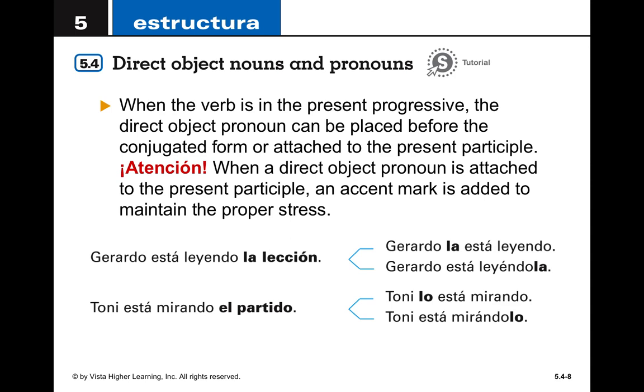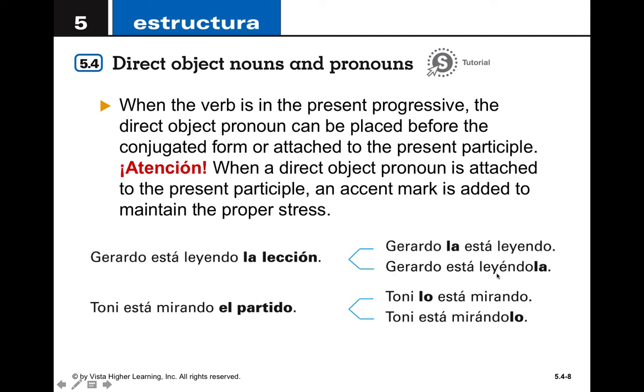The same is the case for the present progressive, with the exception that if you connect it to the ending, you have to add an accent mark, right? So look at this example. Gerardo está leyendo la lección. So now we want to say Gerardo is reading it, right? So Gerardo la está leyendo, here it goes before the verb.